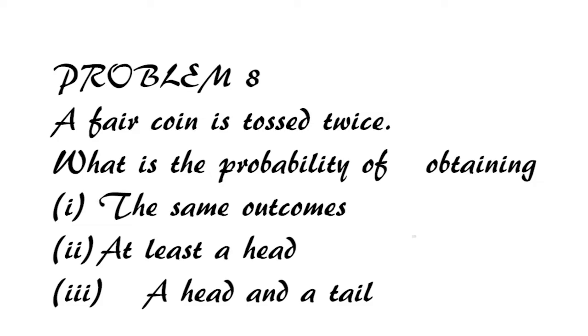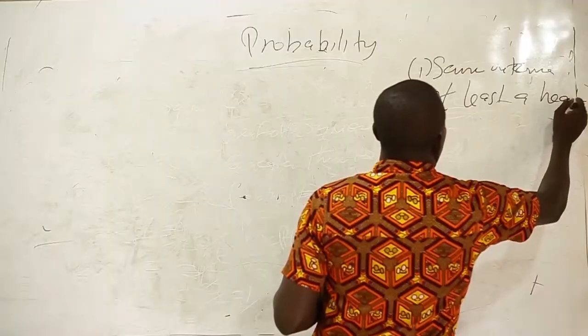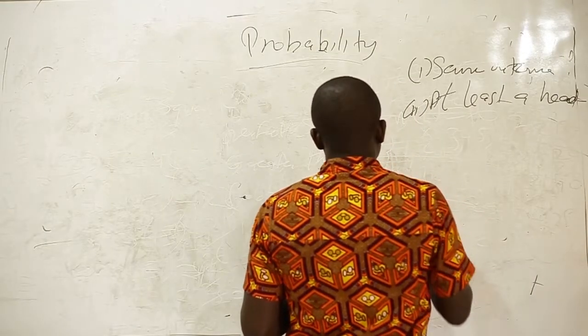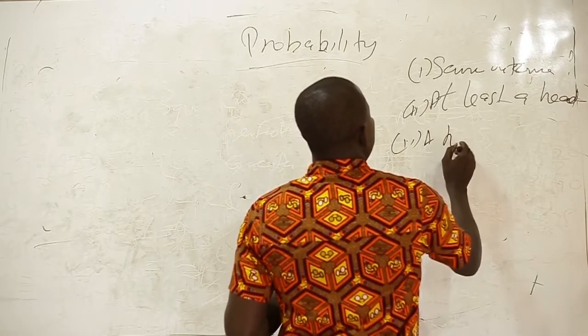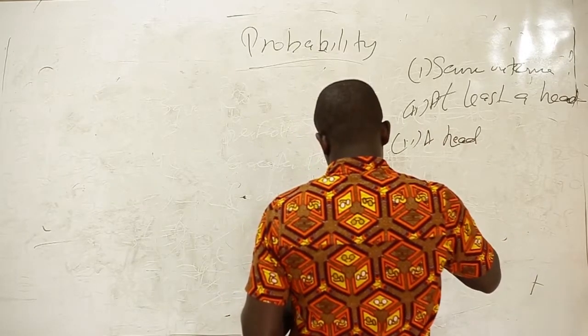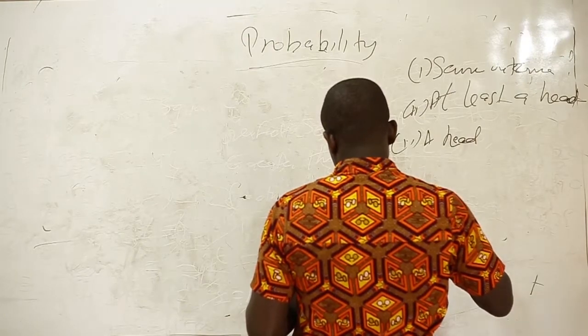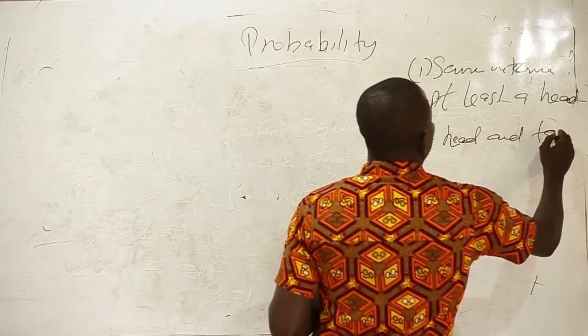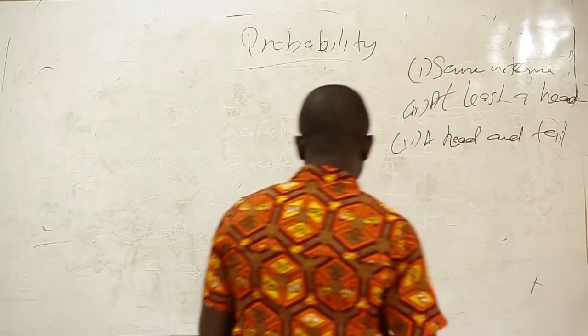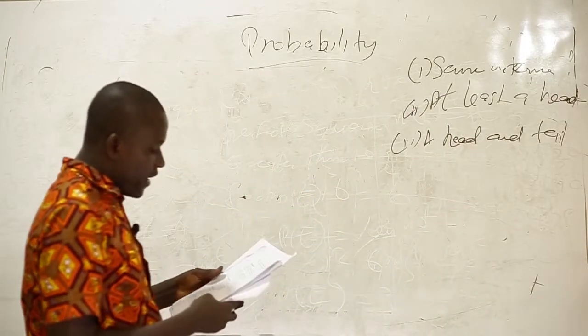What is the probability of obtaining: one, the same outcomes; two, at least a head; three, a head and a tail.